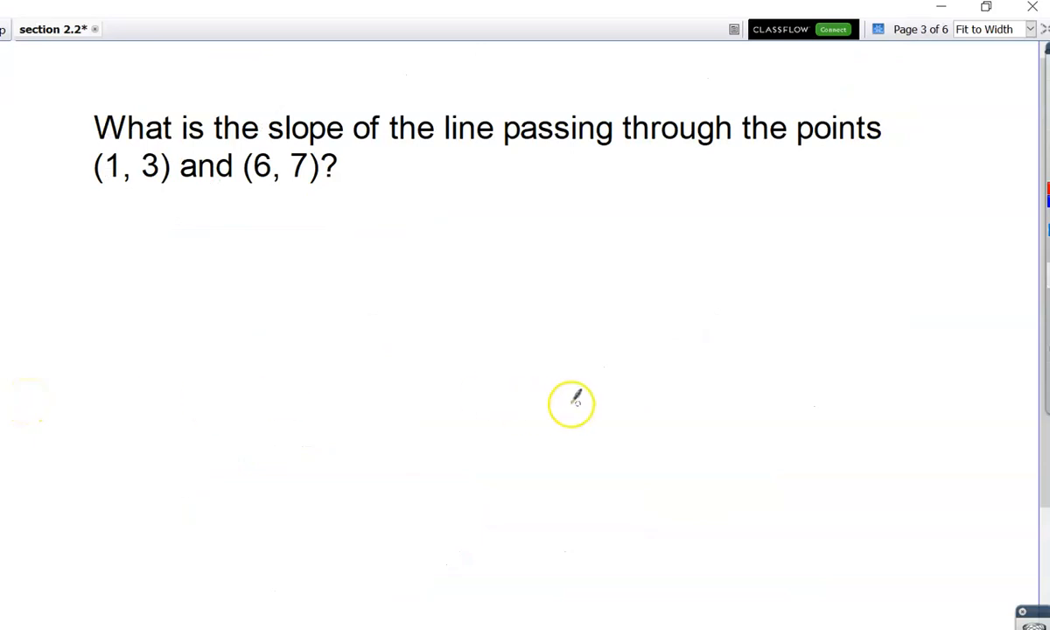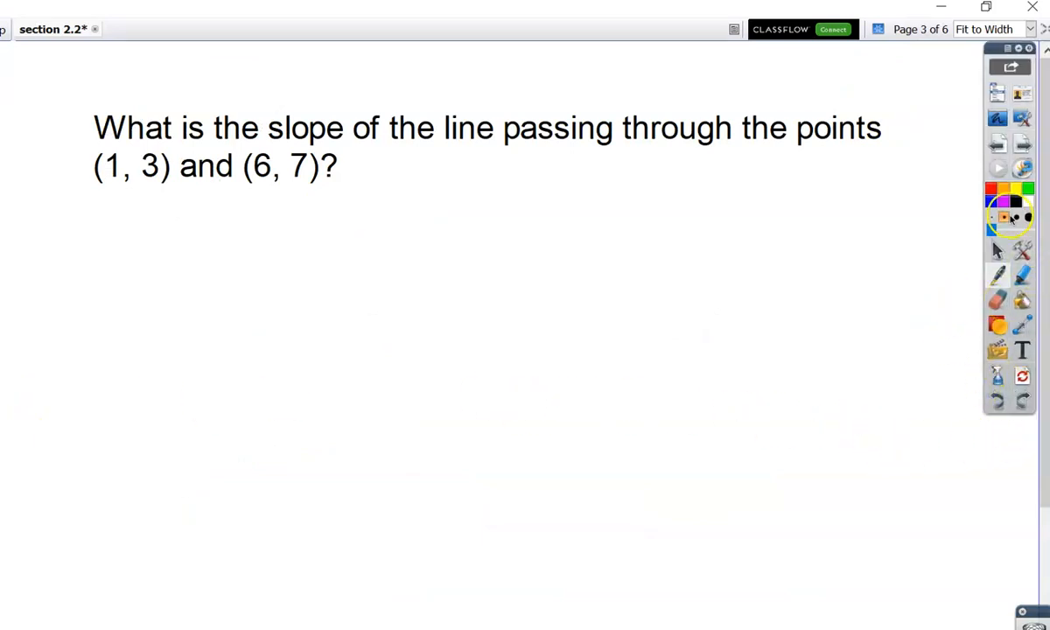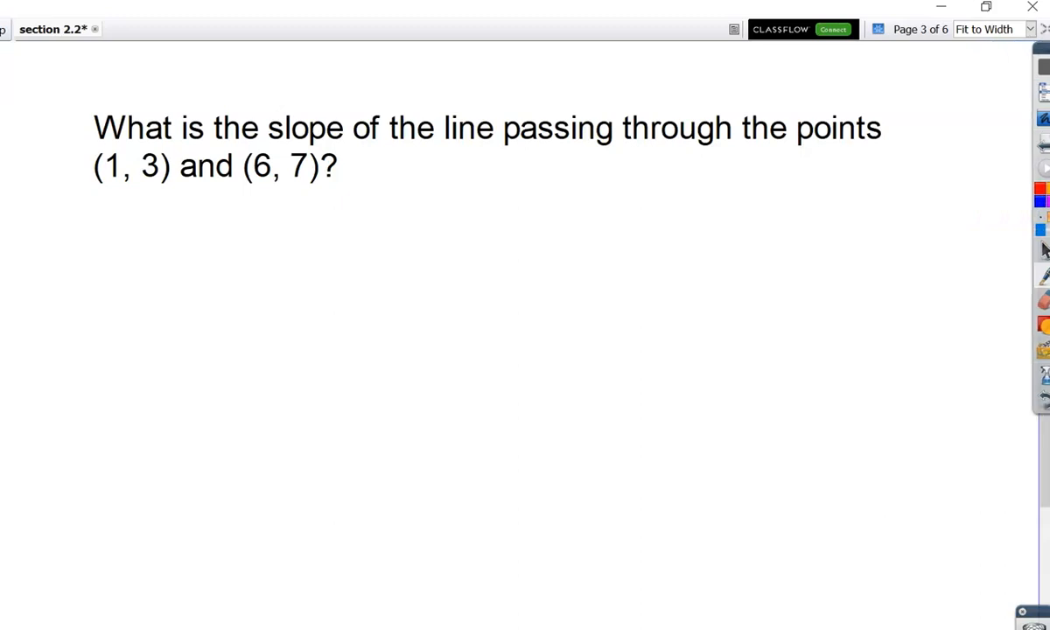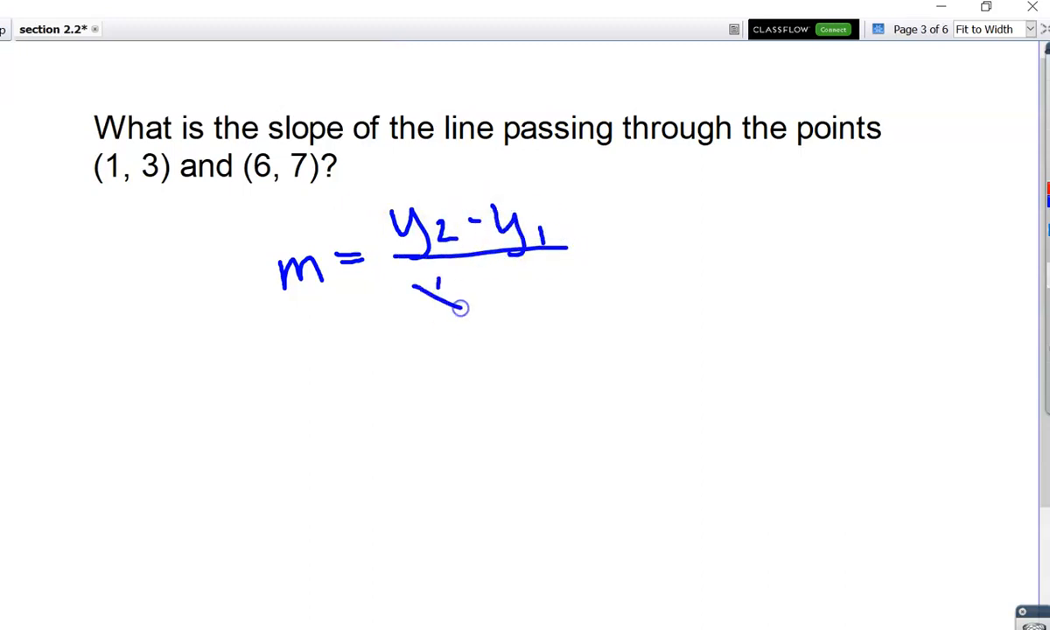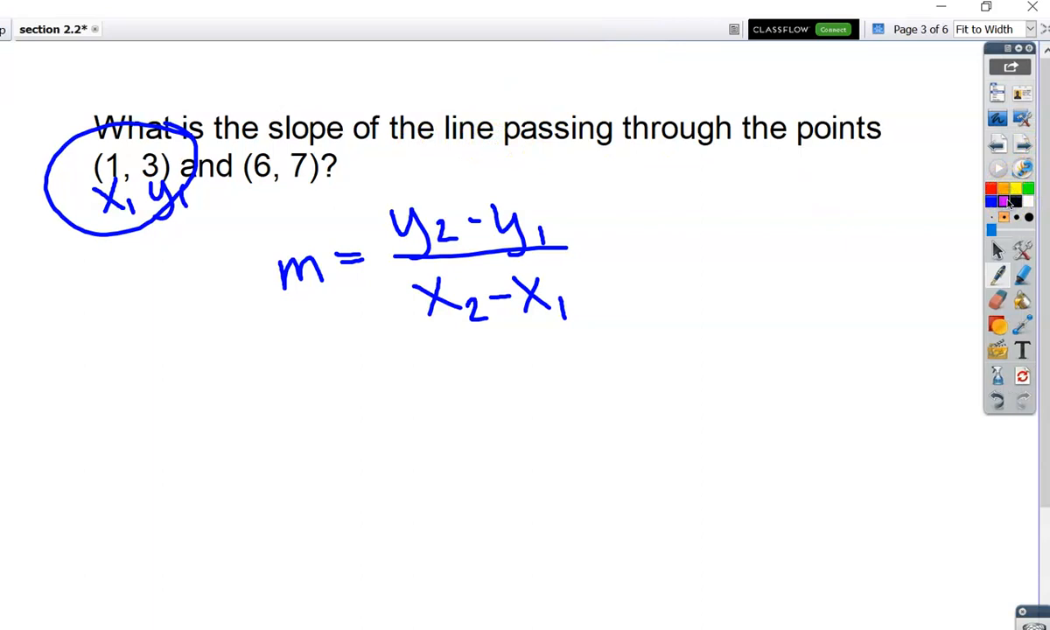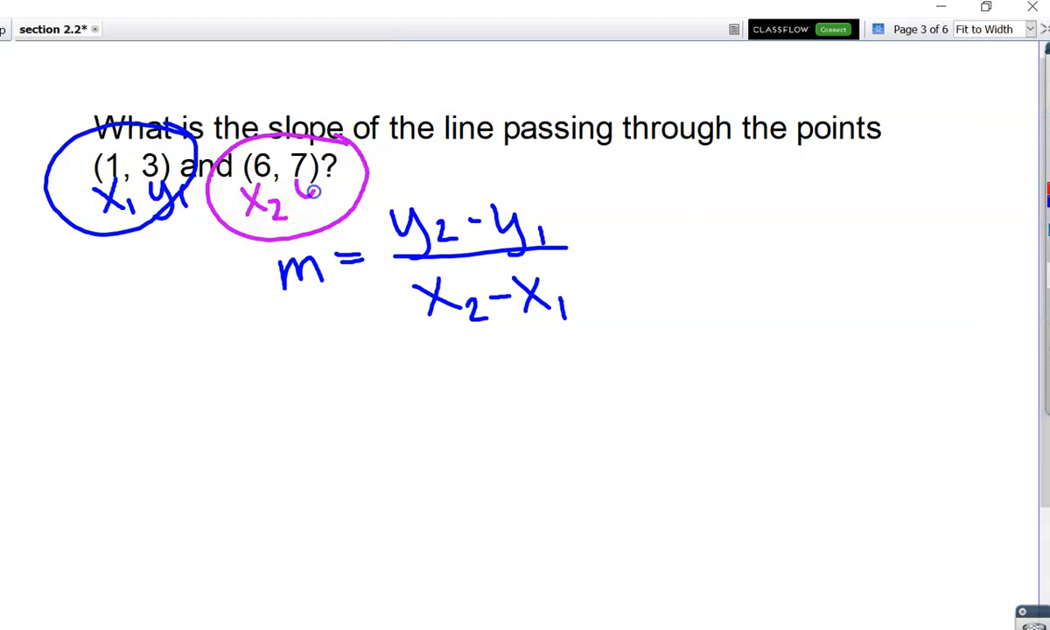So the first example we're going to look at: what is the slope of the line passing through the points? Just as a reminder, m, or our slope, equals y2 minus y1 over x2 minus x1. So I always like to start these just by taking the first ordered pair, labeling which one is x and y, and because it came first, we'll call it x1 and y1. And then look at the second ordered pair. Because this one came second, we'll call it x2 and y2.